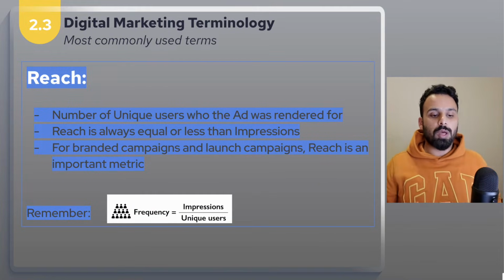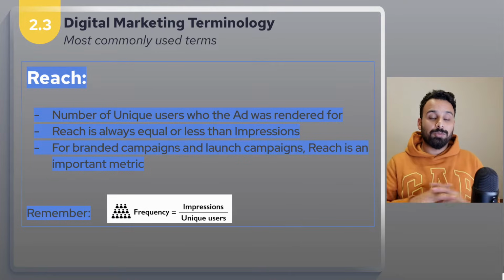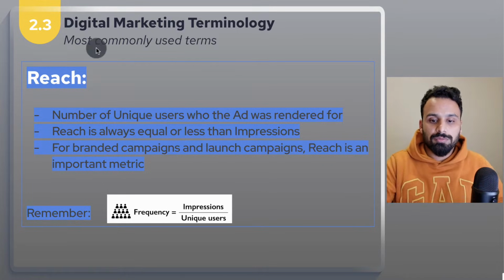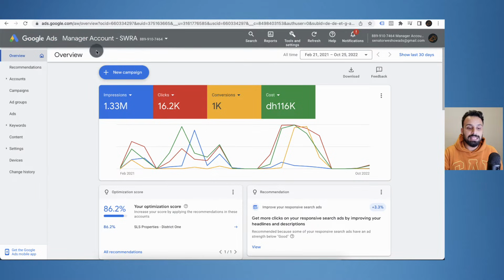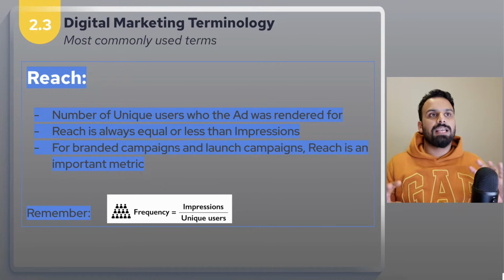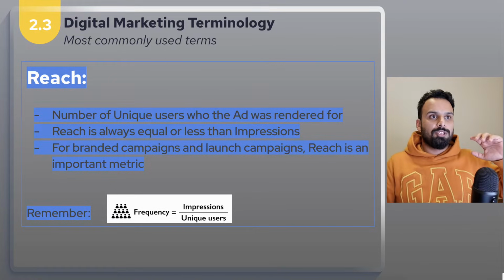And then we go to our next metric, which is reach. Now reach is very important. As I told you before, if I'm running a campaign in Google Ads, all of these metrics, impressions, clicks, and all of these we will discuss, you will be able to see for your campaign. To understand how your campaign is doing, you need to understand these metrics, and for a lot of other reasons as well.